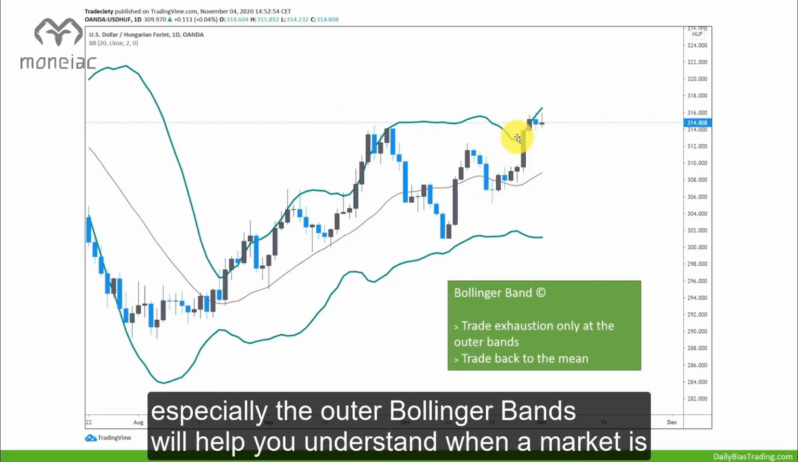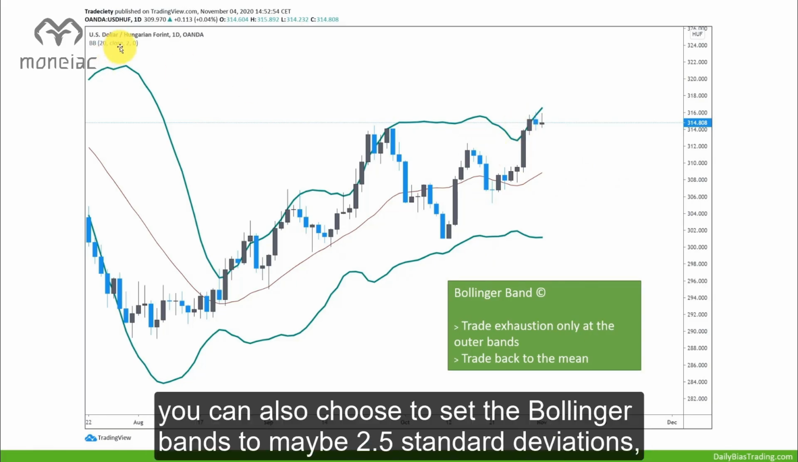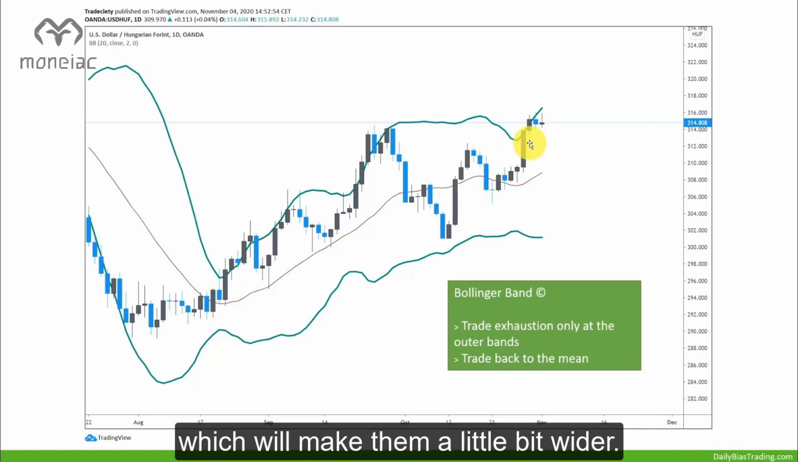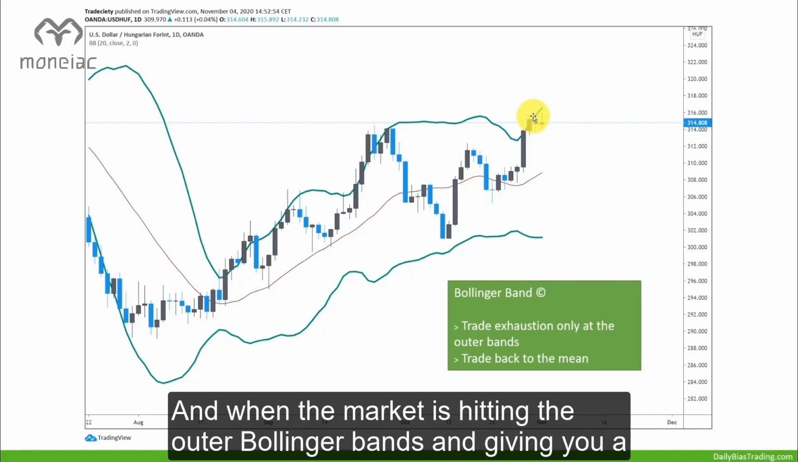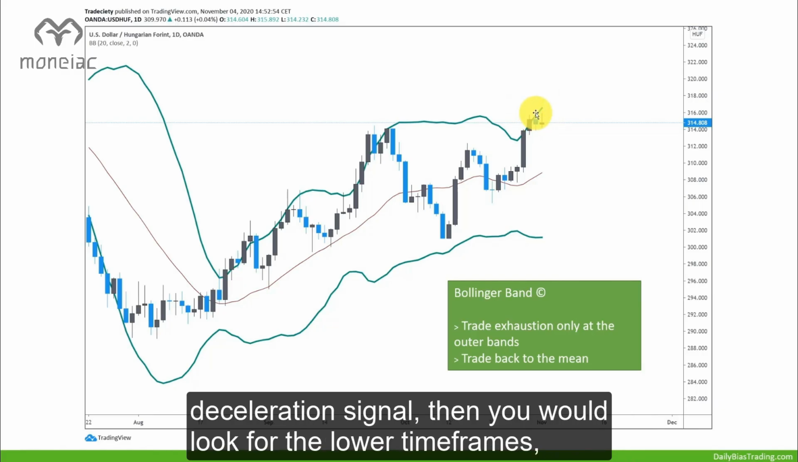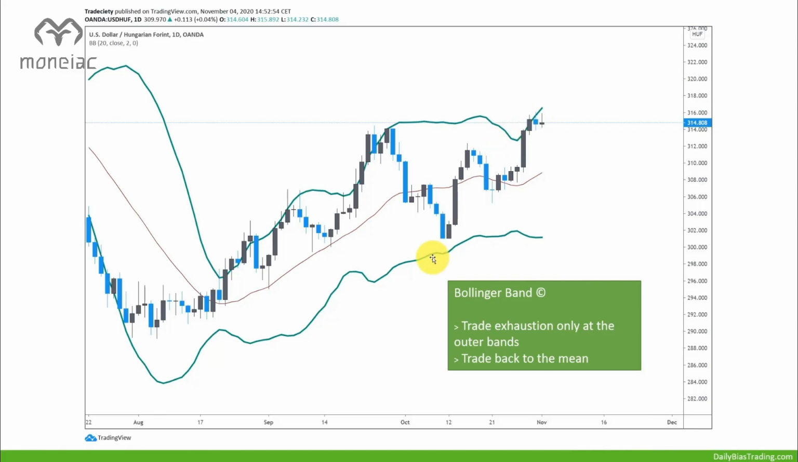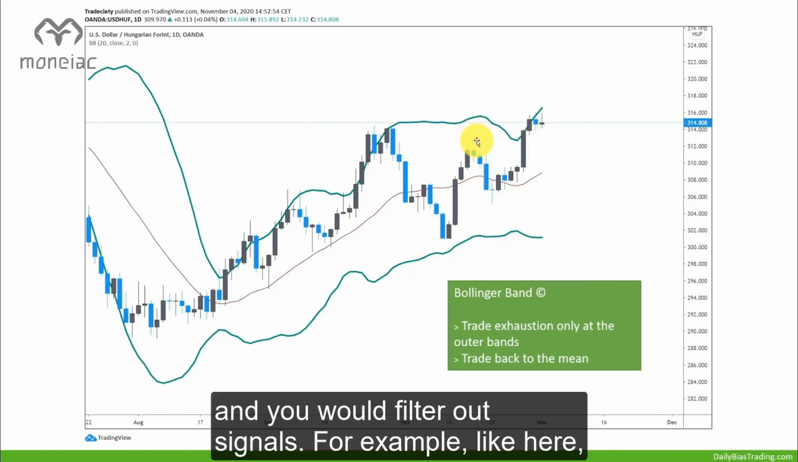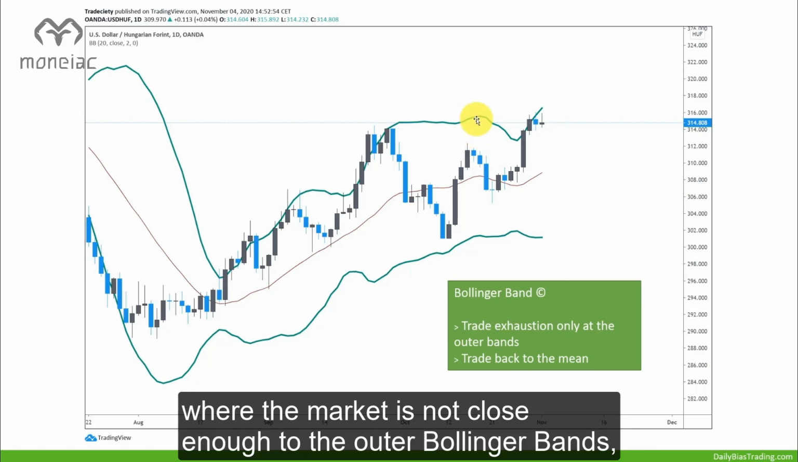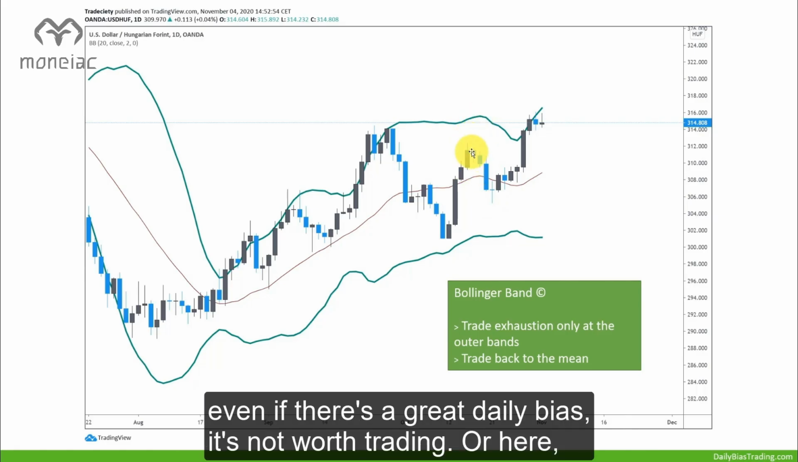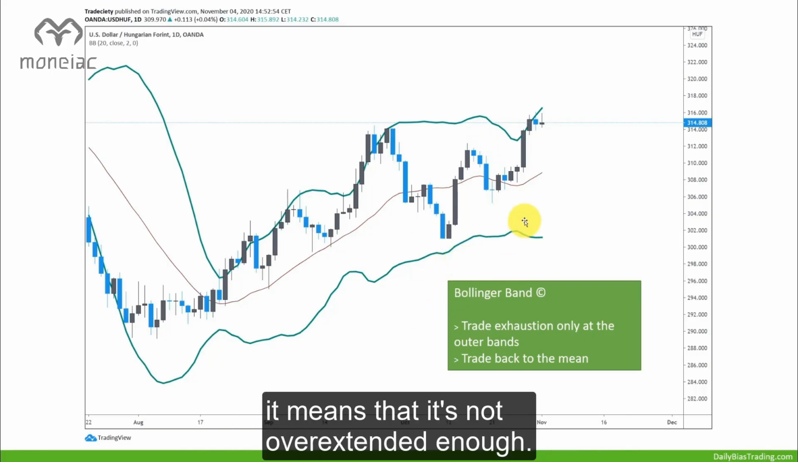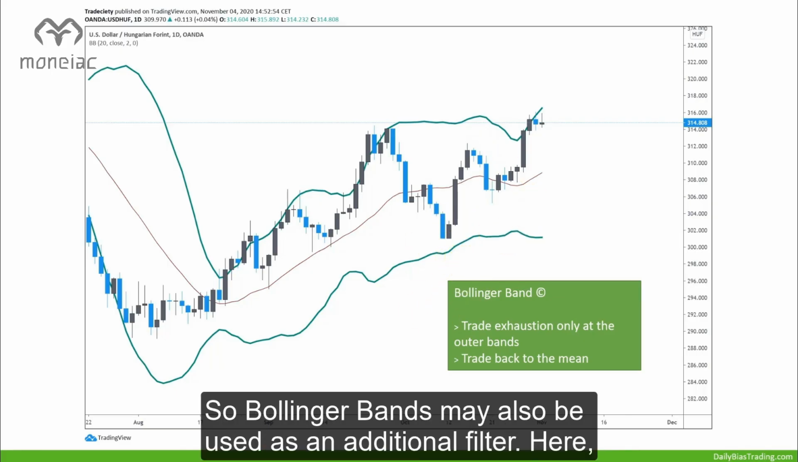The Bollinger Bands, especially the outer Bollinger Bands, will help you understand when a market is really overextended. You can also choose to set the Bollinger Bands to maybe 2.5 standard deviations, which will make them a little bit wider. And when the market is hitting the outer Bollinger Bands and giving you a deceleration signal, then you would look at the lower time frames. And you would filter out signals, for example, like here, where the market is not close enough to the outer Bollinger Bands. Even if there's a great daily bias, it's not worth trading. Or here, it means that it's not overextended enough. So Bollinger Bands may also be used as an additional filter.